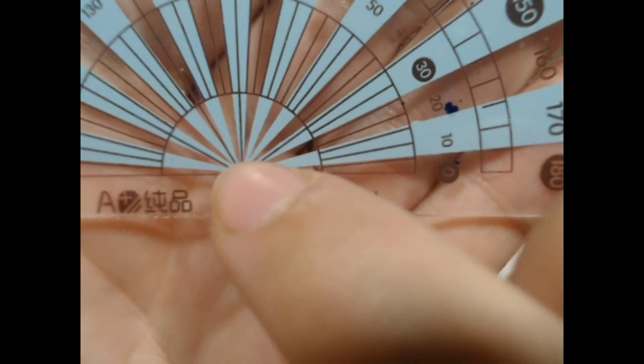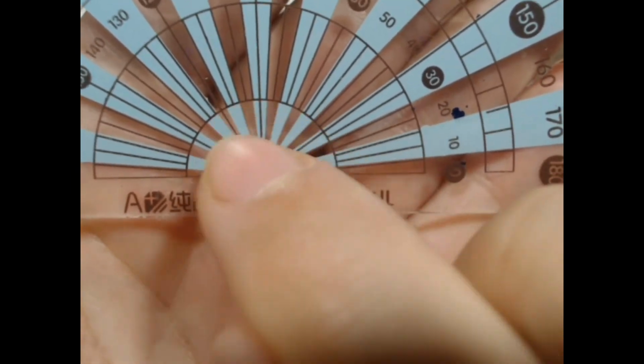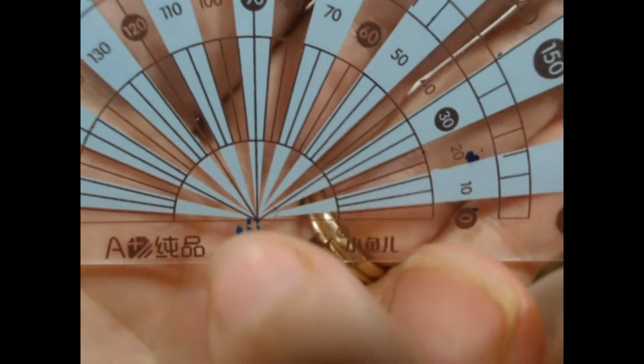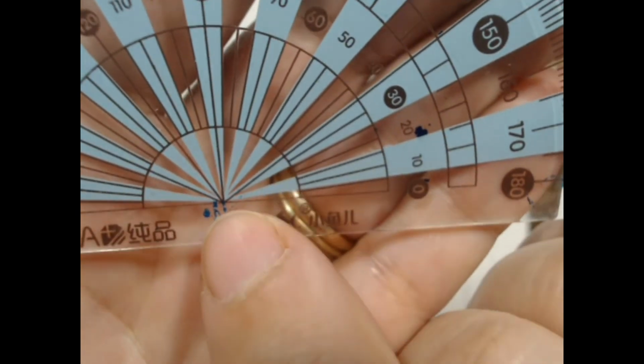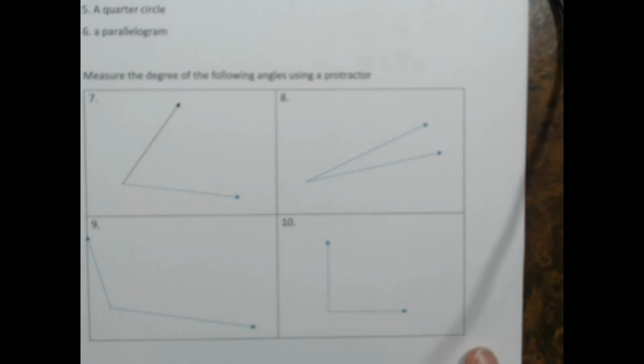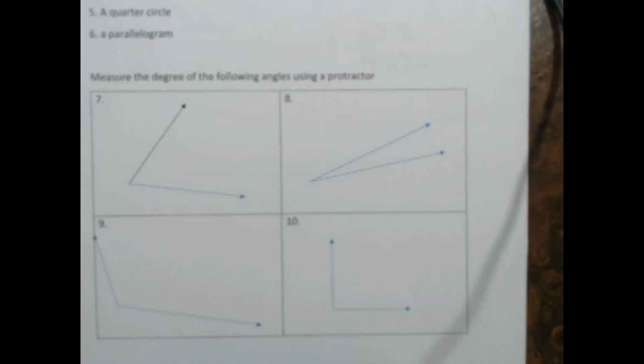That is where I want my vertex to be, in the middle of all these blue lines. If you're using the paper one, what I suggest is poking a hole right there. It makes it a lot easier. All right, so this first one, I'm going to do a little estimating first.